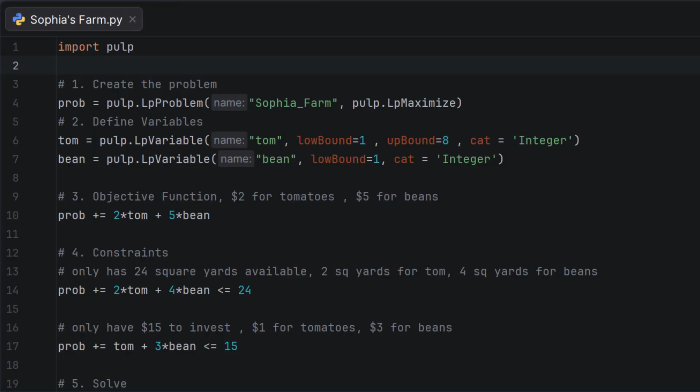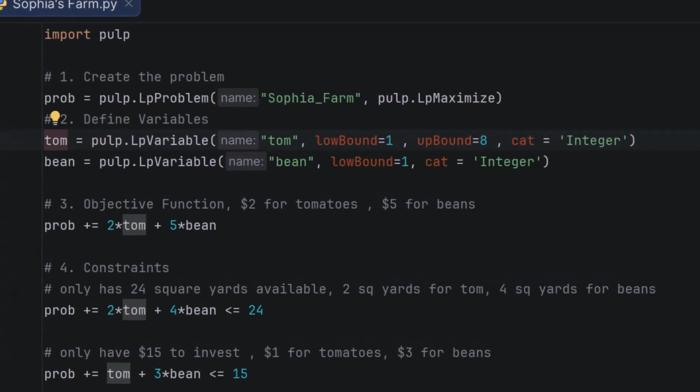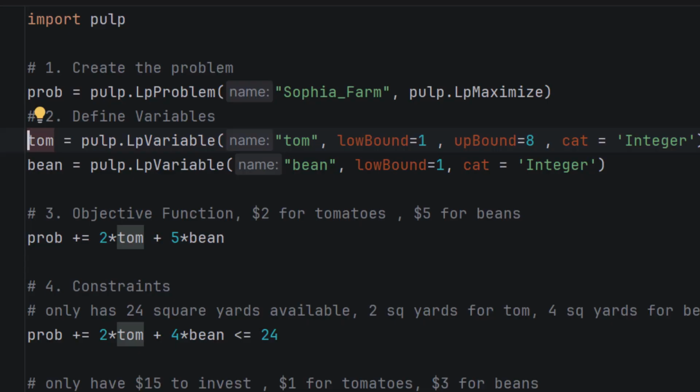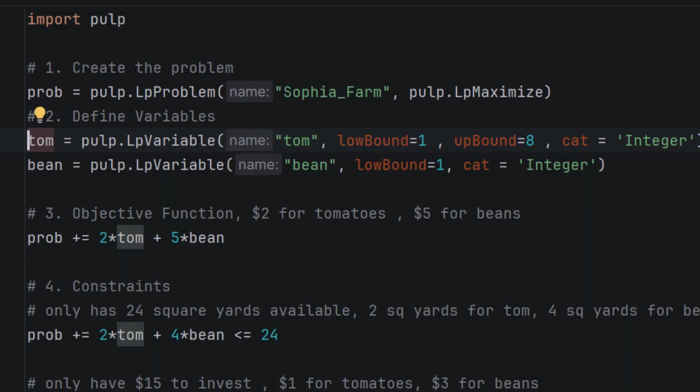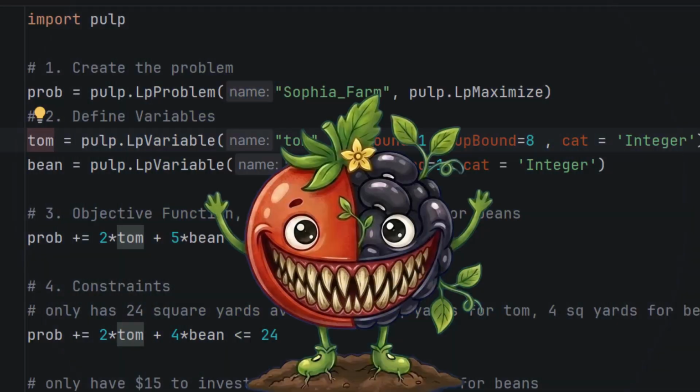Here we are in Python now, and I'm importing the pulp library, that way we can get our optimization functions. I've got the same constraints, just listed a little differently. So instead of tomatoes, I went a little lazy, and I'm just going to call them Tom. It's got its lower bound of at least 1, and an upper bound of 8, and it needs to be an integer. So no planting half tomatoes, half beans on any given little square yard.